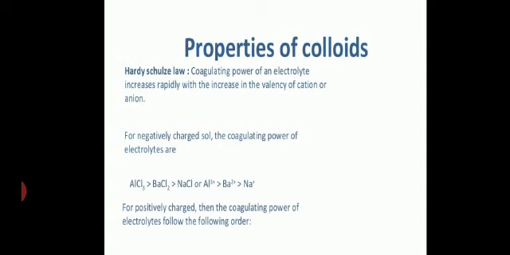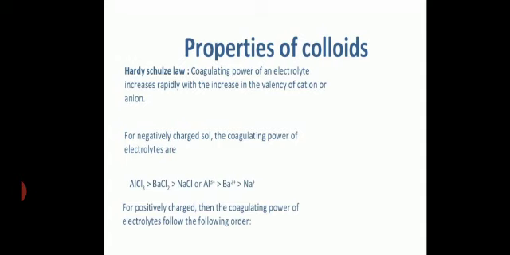Similarly, in case of negative charge, the same thing applies. Suppose you have ferrocyanide Fe(CN)6 ions, phosphate ions, sulfate ions and chloride ions. Which will bring about coagulation faster? The ferrocyanide ion. Clear? So the higher the charge, the higher the coagulating power.